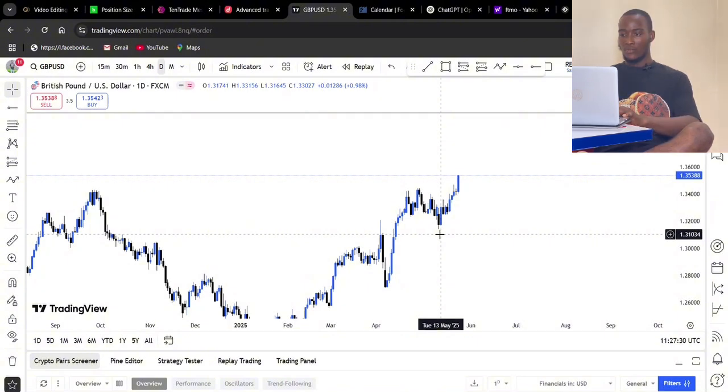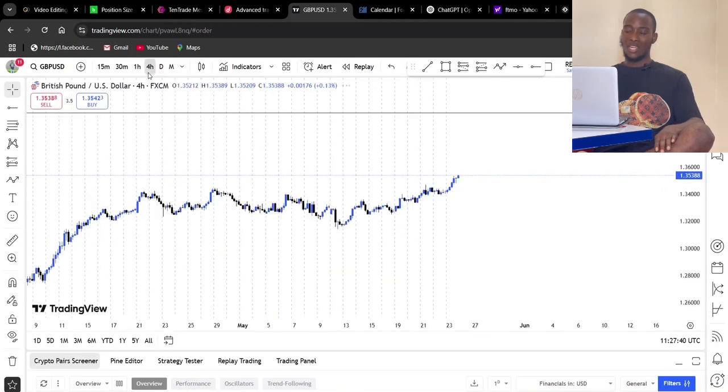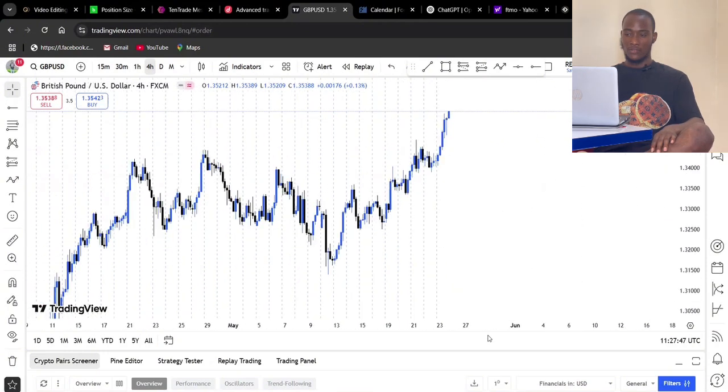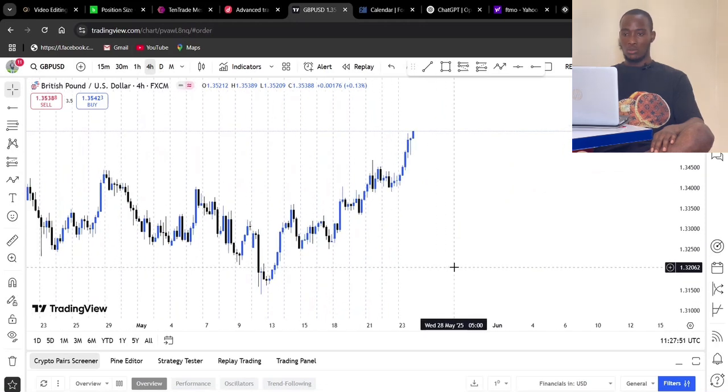Now, on the daily time frame, the market has given a previous correctional move on the 25th of May 2025. And that is the reason why we are having a current impulsive move. There was a correctional move on the 25th of May 2025. That's why currently we are having an impulsive move. Now let's get down to the 4 hours time frame.